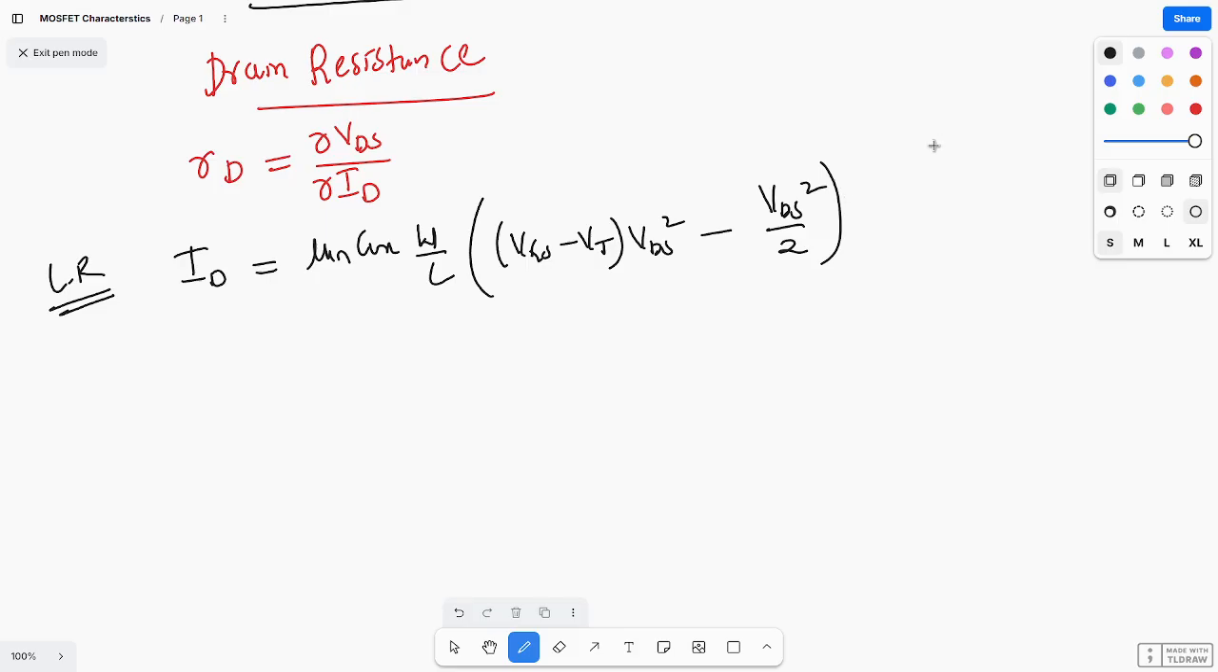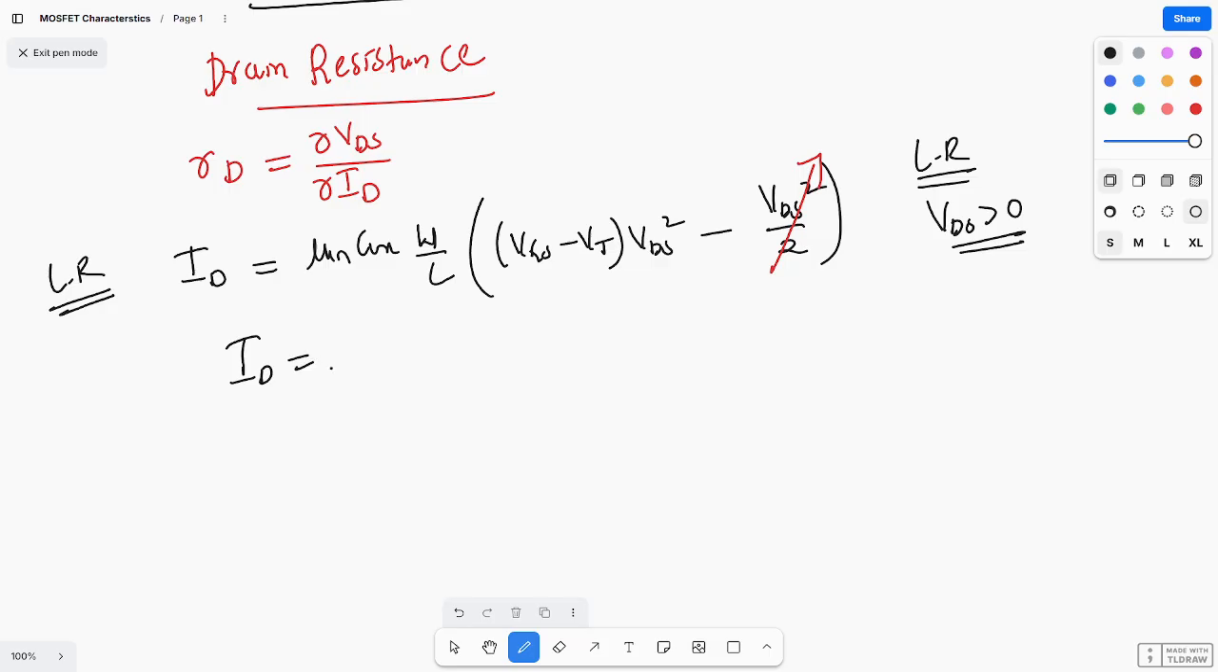We already know that in the linear region we give a small value of VDS, no? So VDS is a small value, VDS is greater than 0. As VDS is a very small value, this VDS square term is also very small. We can neglect this. When you neglect this, what equation are you getting?